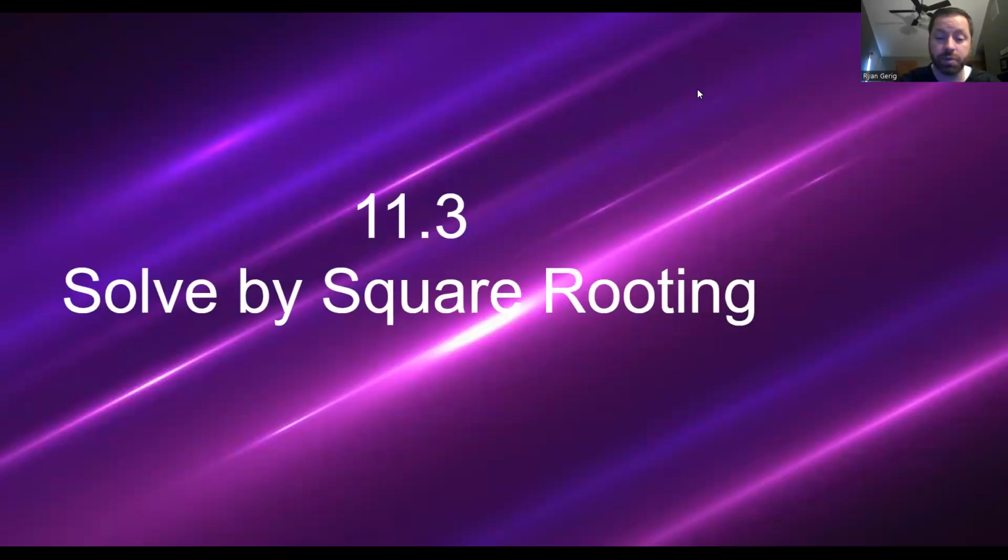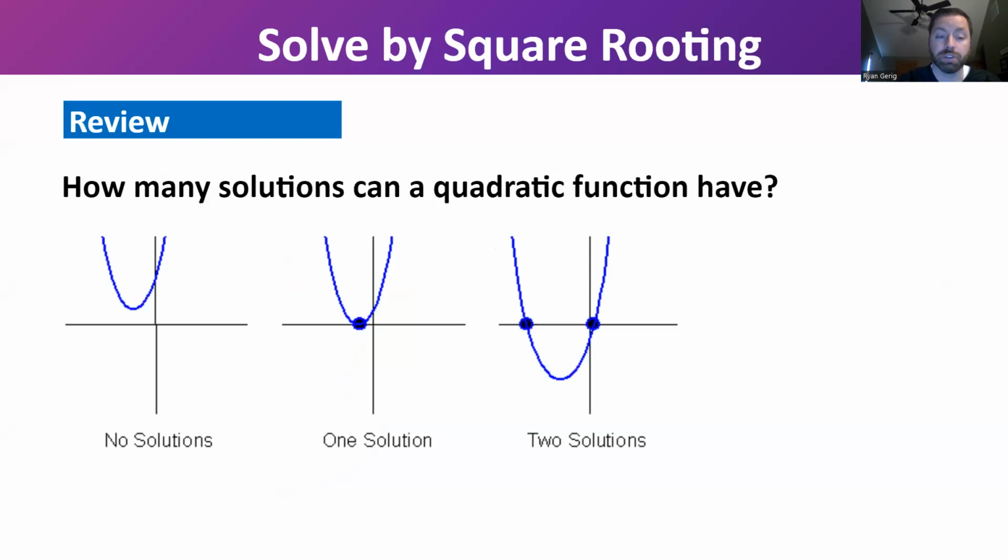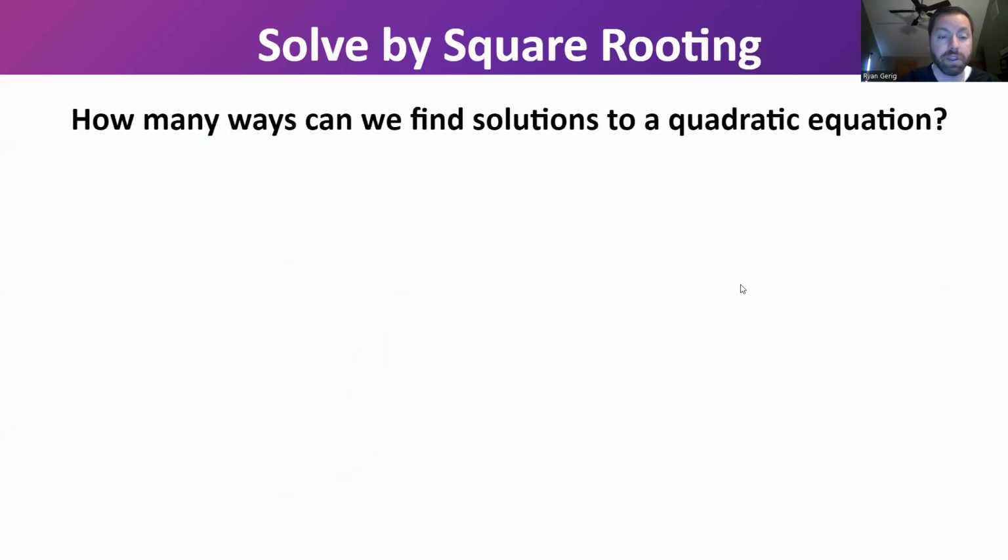We're going to solve by square rooting today. We can find the roots of a quadratic equation by taking the square root of both sides. Just a real quick review: how many solutions can a quadratic function have? It could have 0, 1, or 2, and you can see all those examples there on a graph.